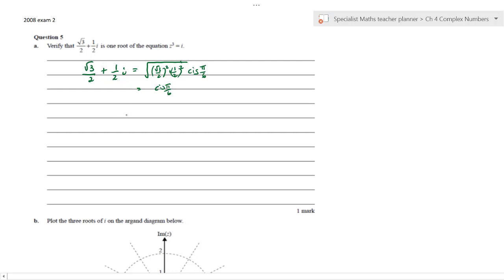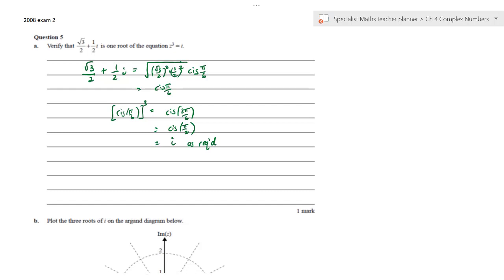If I did cis of pi on 6, and I cubed that, what's that going to give us? That's going to give us cis of 3 pi on 6 using De Moivre's theorem. We don't have to write that we're using De Moivre's theorem. They know what we're using. And that's equal to cis of pi on 2, which is equal to i. Verified, as required. Can you see there that we've verified that? All right, so we don't have to go any further.